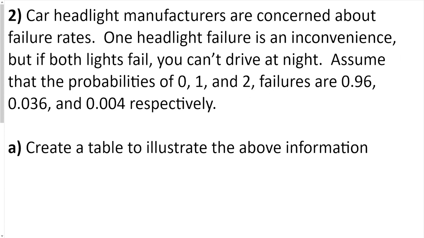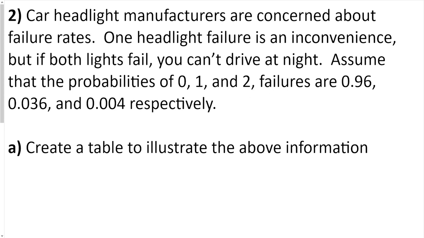Like, here's a situation. Car headlight manufacturers. They're concerned about failure rates. So one headlight failure is an inconvenience, but if both are out, then you really can't drive at night. So assume that the probabilities of 0, 1, or 2 failures are 0.96, 0.036, and 0.004 respectively. Create a table to illustrate this.